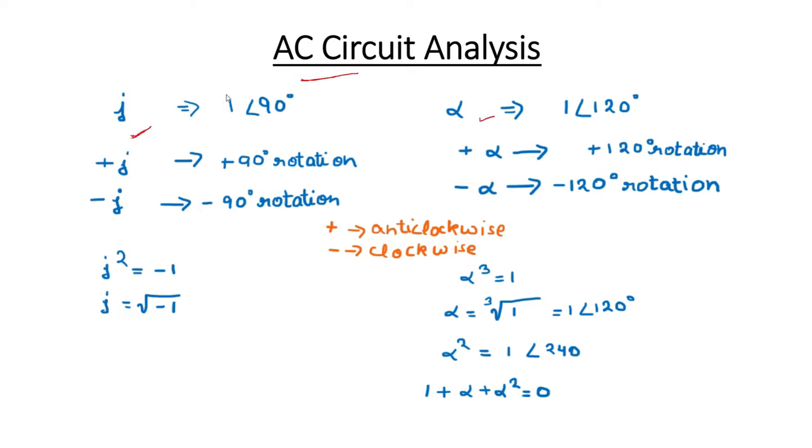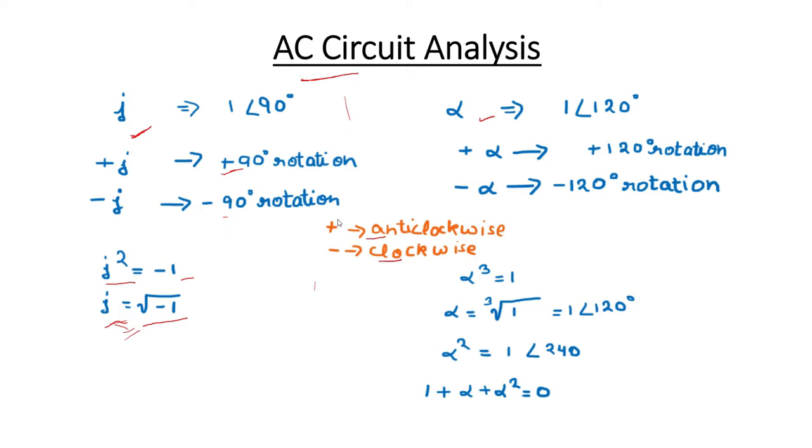J is equal to 1 angle 90 degree. Plus J means plus 90 degree and minus J means minus 90 degree. Plus 90 degree means rotation in anti-clockwise and minus means rotation in clockwise. Also, J square is equal to minus 1, or J is equal to under root of minus 1. J is used to denote the imaginary terms. So this J is very common in maths in complex numbers.